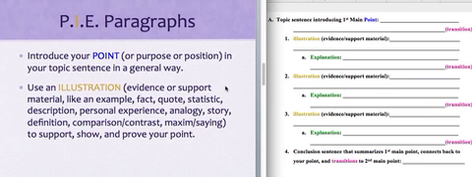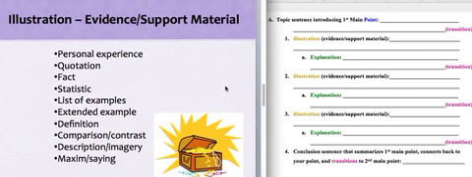Then you use an illustration, which is your evidence, your support material that shows your point. And those support materials or illustrations or evidence can be personal experiences, quotes, facts, extended examples or lists of examples, sayings, comparisons, contrasts. There's a treasure chest of different types of support material that you can use to show what it is you're telling.